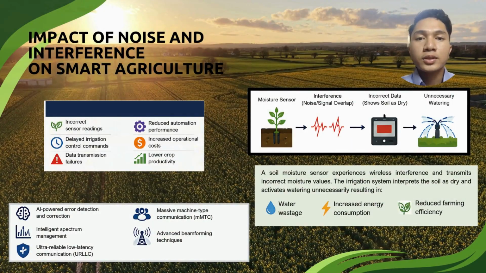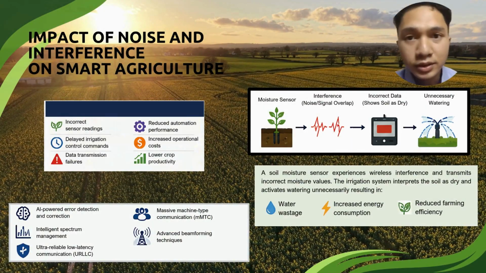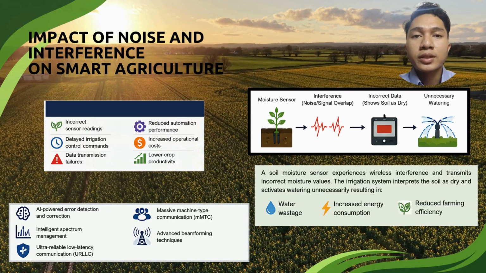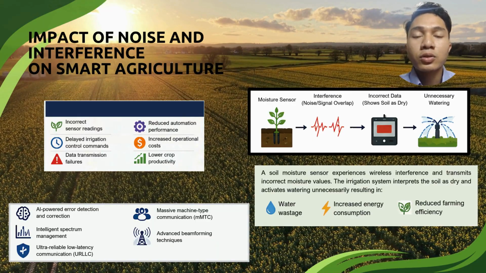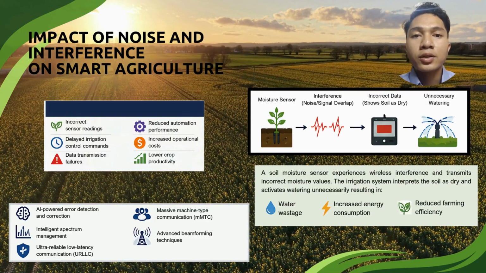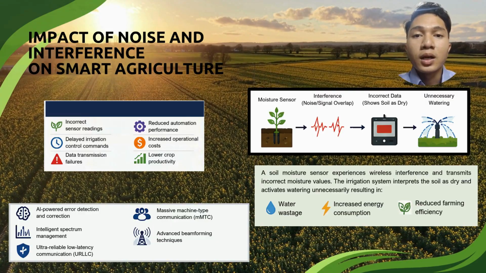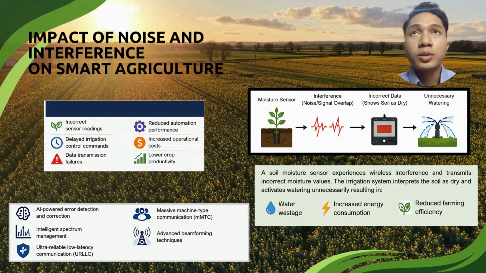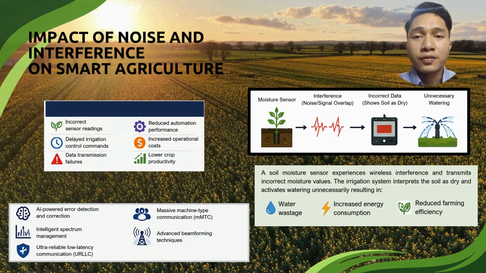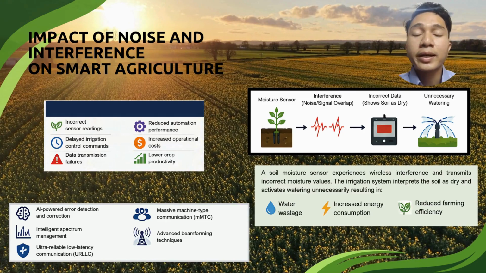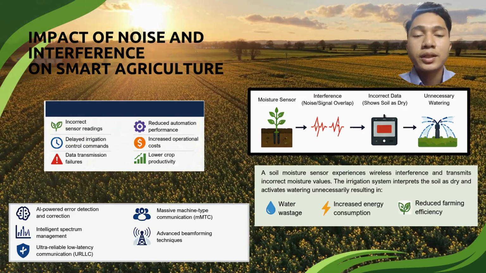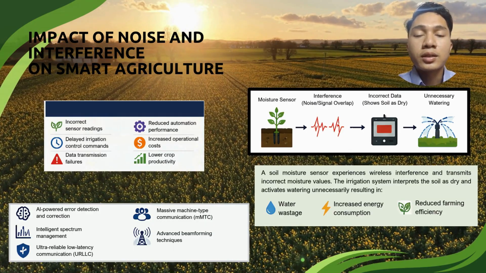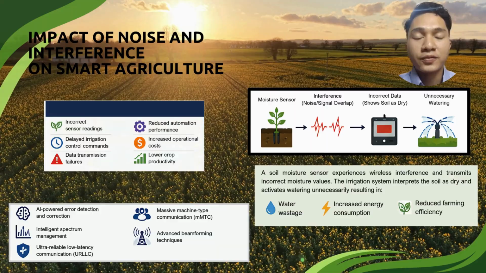The impact of noise and interference on smart agriculture operations. When sensor data becomes inaccurate, farmers may receive incorrect readings. This can lead to delayed irrigation control, data transmission failure, and reduced automation performance, higher operational costs and lower crop productivity. For example, a soil moisture sensor affected by interference may incorrectly report the soil is dry. As a result, the irrigation system may activate unnecessarily, causing water wastage, increased energy consumption, and reduced farming efficiency.